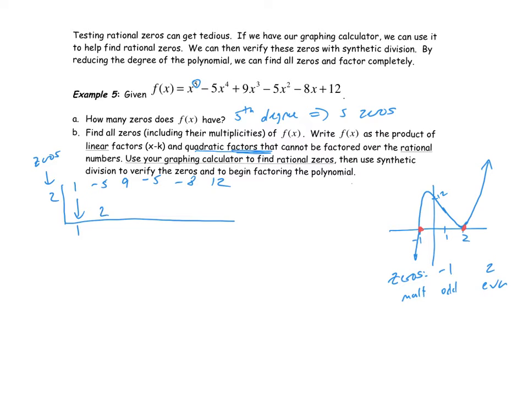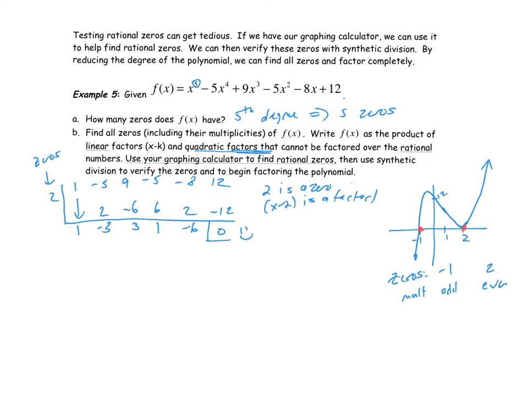2 times 1 is 2. -5 plus 2 is -3. 2 times -3 is -6. 9 plus -6 is 3. 3 times 2 is 6. -5 plus 6 is 1. 2 times 1 is 2. -8 plus 2 is -6. And then 2 times -6 is -12. So we did get a remainder of 0. So we've confirmed that 2 is a zero and x minus 2 is a factor.